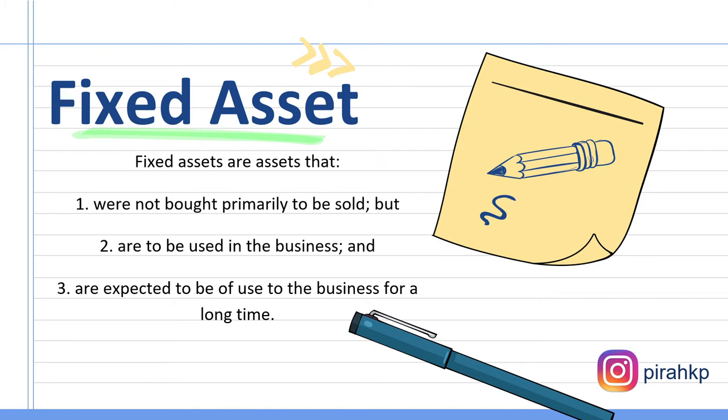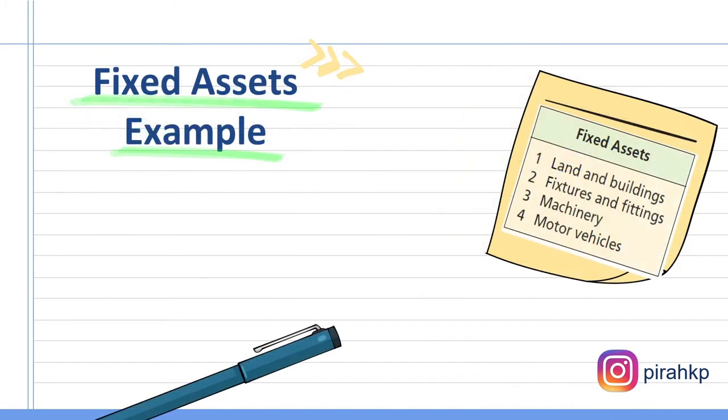It could be equipment, it could be furniture, it could be your building. All these things are fixed assets. They are not there so that you can sell them and earn revenue. You are obviously using them, your business is using them, and they are used for a longer time period. So fixed assets is anything that, first of all, shouldn't be bought for selling. It is used by the business, and it is expected to be of use to the business for a longer time period.